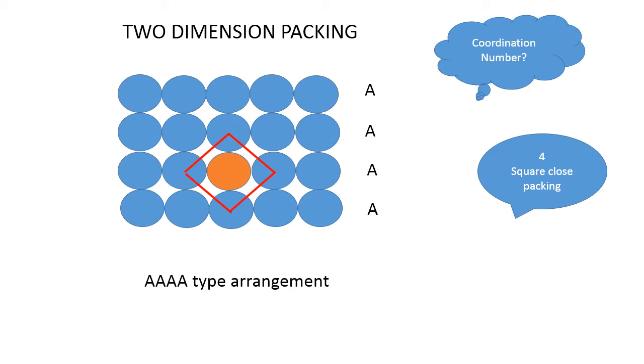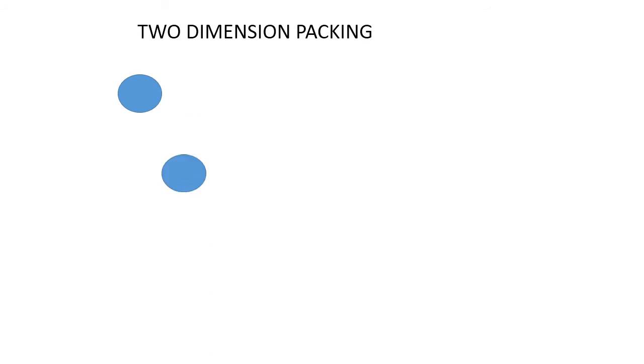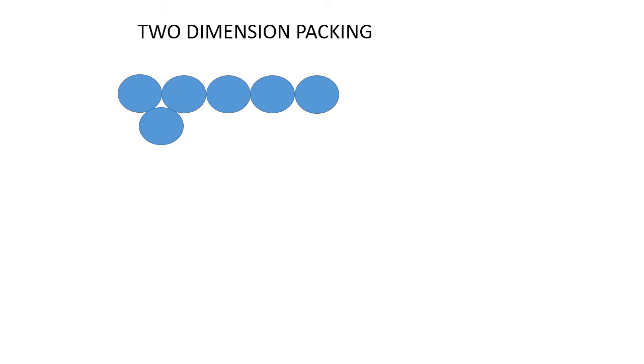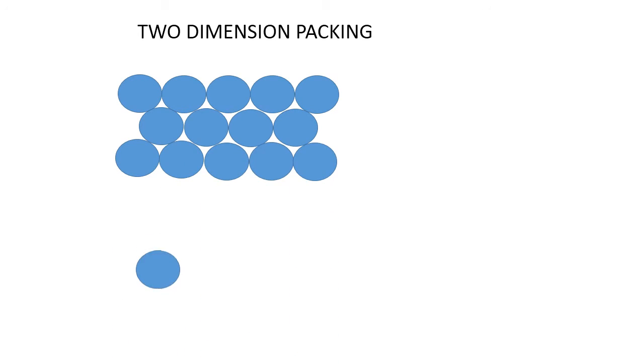The two-dimension packing can also be arranged in one more type of an arrangement. That is, I take the first layer. Now the second layer, instead of placing it exactly below the first layer, I place it in the depressions of the first layer. Again, the third layer, I place it in the depressions of the second layer. And that is how I place the spheres in case of the two-dimension packing.